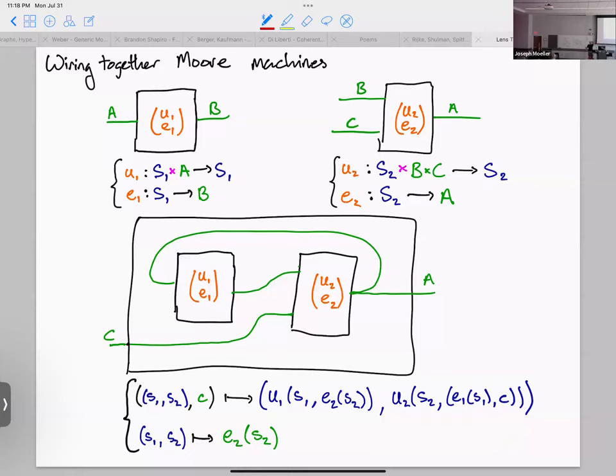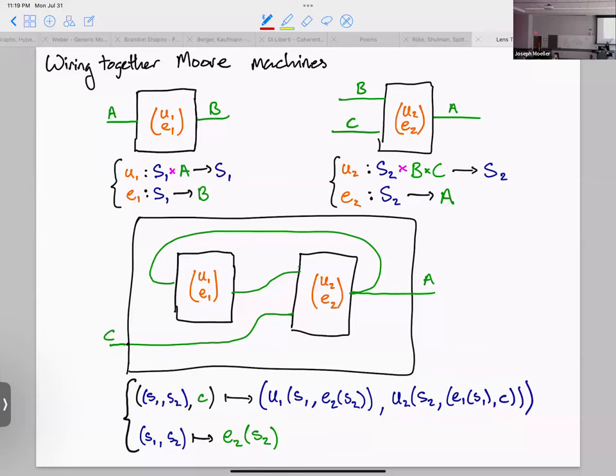Which is that you feed the outputs of some to the inputs of others, maybe the inputs of themselves. There's nothing preventing me from, for example, having just a loop on the same system. And I can copy those symbols and send one to one place and one to another place and so on. And the combined system has this update, which I've computed by looking at this picture.